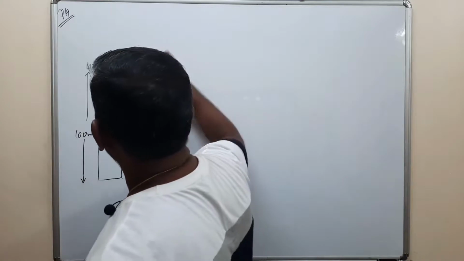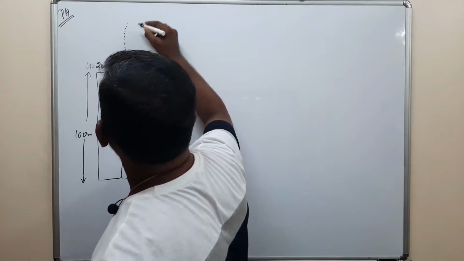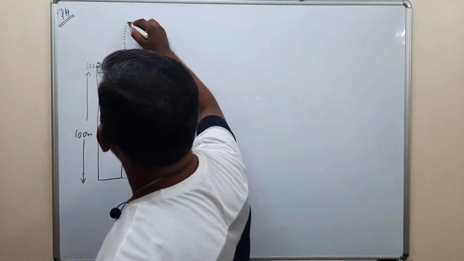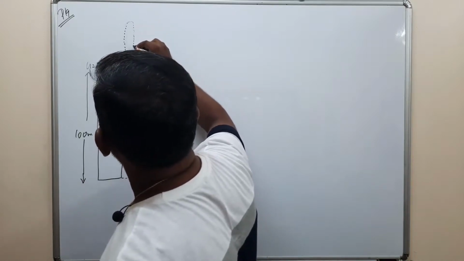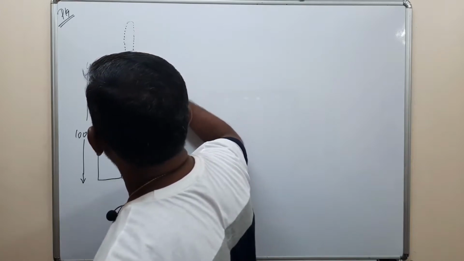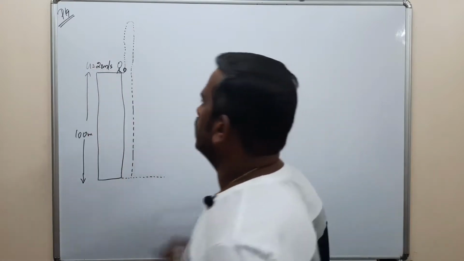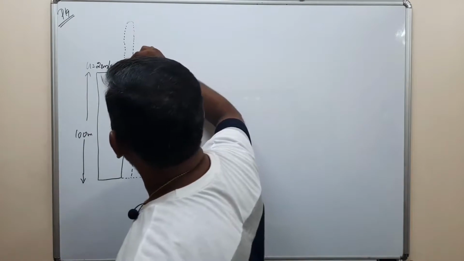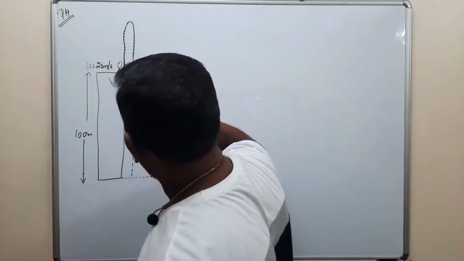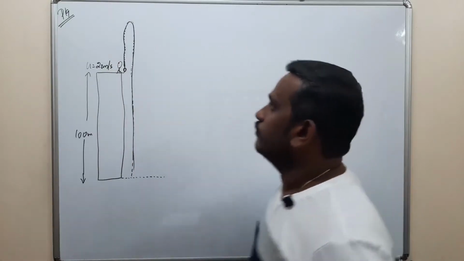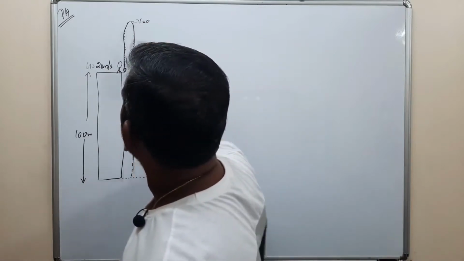So, what is the trajectory of the ball? The ball goes upwards and reaches a maximum height. At that point, the velocity of the ball becomes 0. It comes back to the original position and reaches the ground. So, this is the trajectory of the ball. At the top, the velocity is equal to 0.